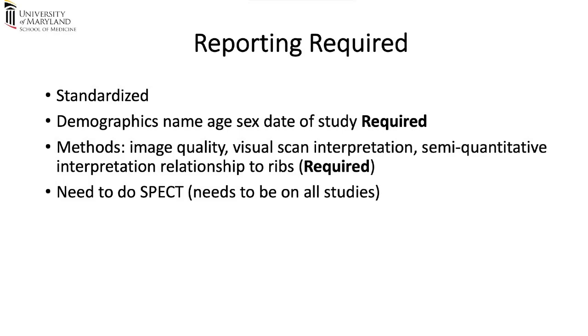It basically needs demographics: the name, the age, sex, date of the study. These are required elements. The method, image quality, visual scan interpretation, semi-quantitative interpretation, relationship to ribs. These are required things that we need to put in. And then you need to do SPECT, and you need to do SPECT on every study. You really do.